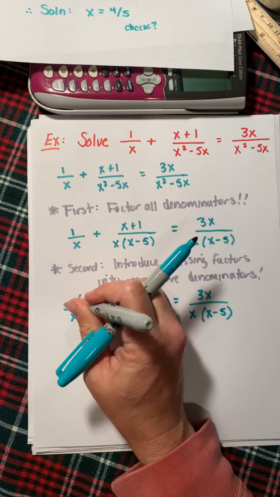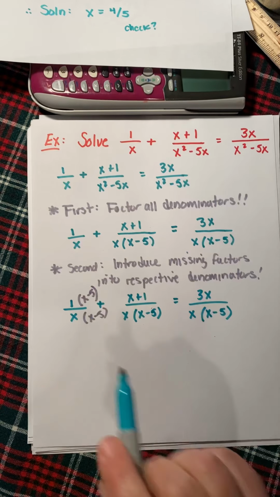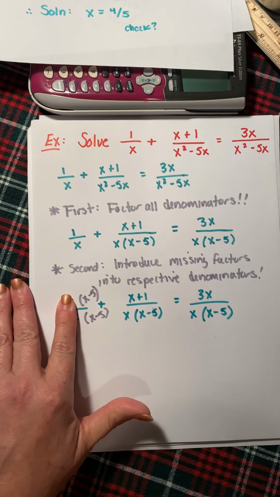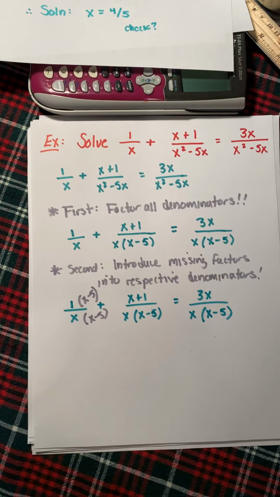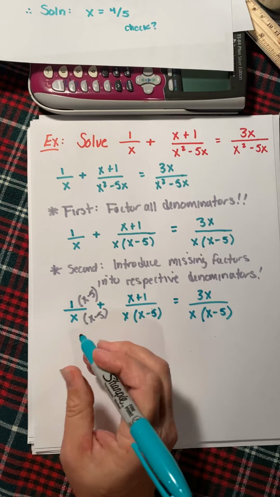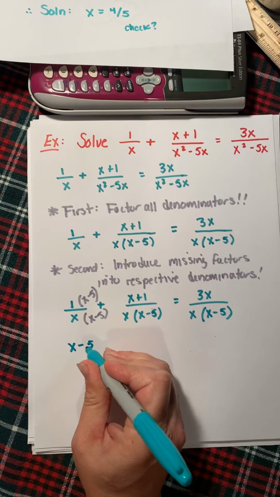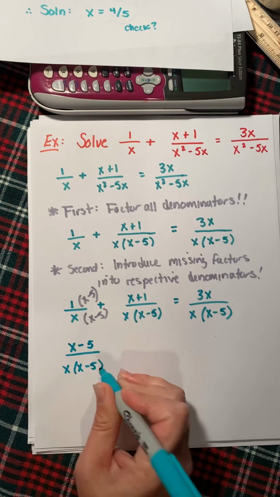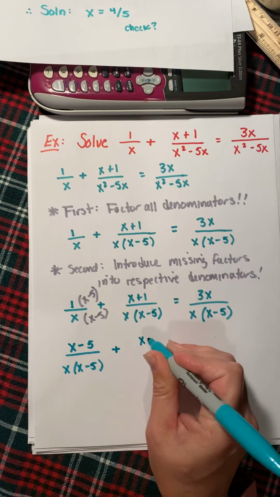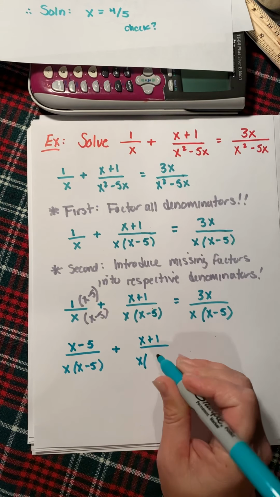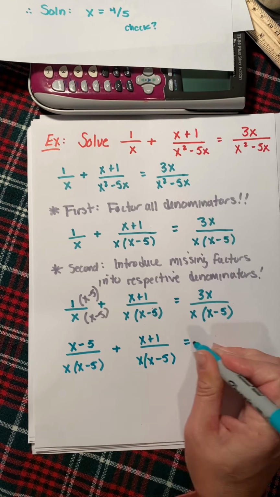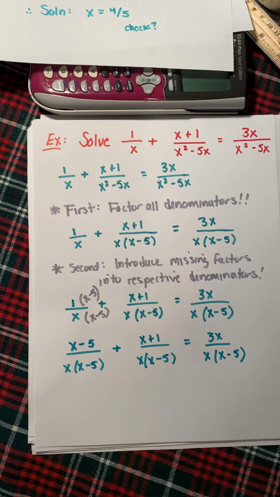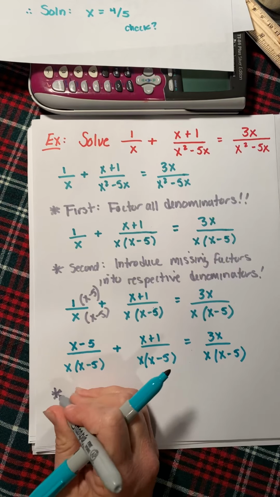So we're going to introduce the factor x minus 5 both into the numerator and the denominator, because by multiplying both the numerator and the denominator by x minus 5, we're multiplying by the equivalent of 1. So what this new fraction on the left becomes is x minus 5 times 1, which is just x minus 5, over x times x minus 5, plus x plus 1 over x times x minus 5, equals 3x over x times x minus 5.